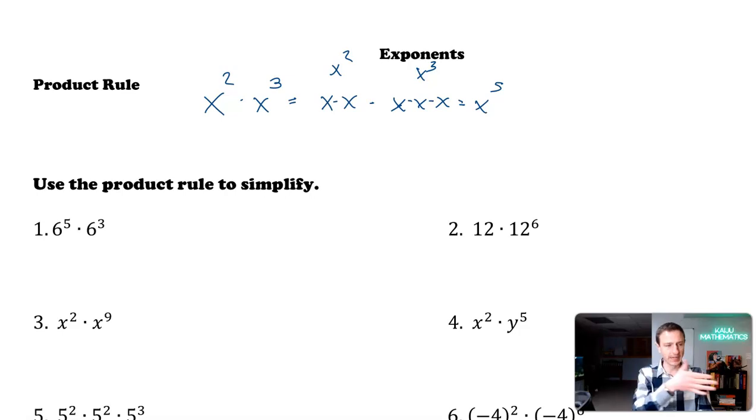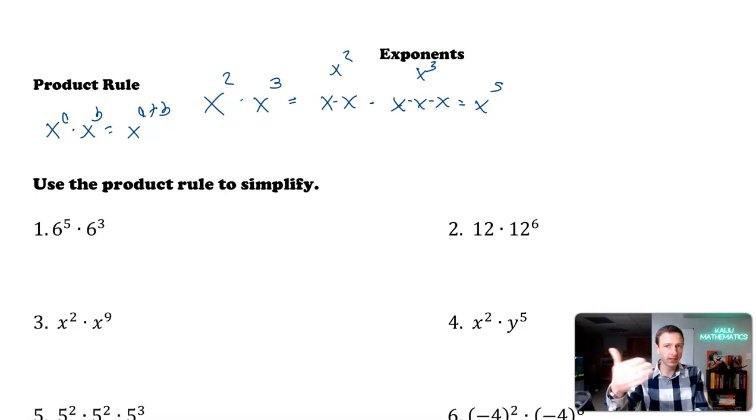Well, rather than writing out 5 x's being multiplied together, we could use this product rule that says x to the a times x to the b, or any sort of base, we would just add the exponents. So x to the a plus b, and that's anything. So y to the a times y to the b, 3 to the a times 3 to the b. You just add the exponents. So when we're multiplying by the same base, you add those exponents.